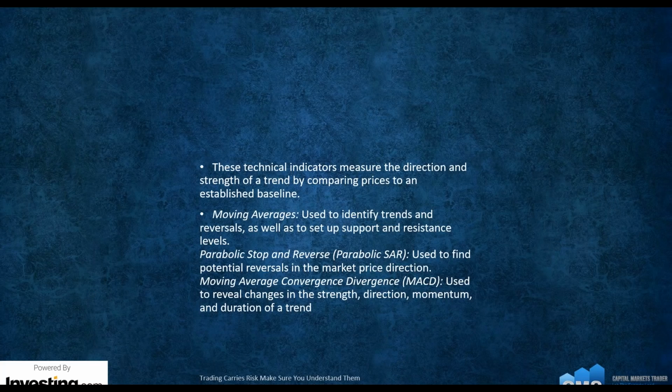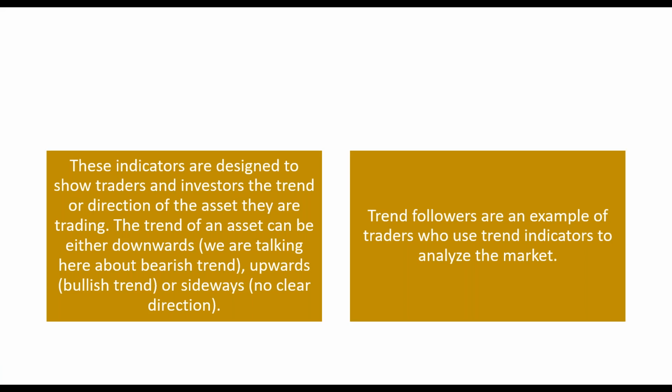Now, these technical indicators measure the direction and strength of a trend by comparing prices to an established baseline. So, trend indicators are moving averages. They're used to identify trends and reversals, as well as to set up support and resistance levels. Moving averages can also be combined into multiple period moving averages for an entire trading strategy. So you can have faster and slower moving averages. Then we have, again, MACD. It's used to reveal the strength, change in direction, momentum, and duration of a trend.